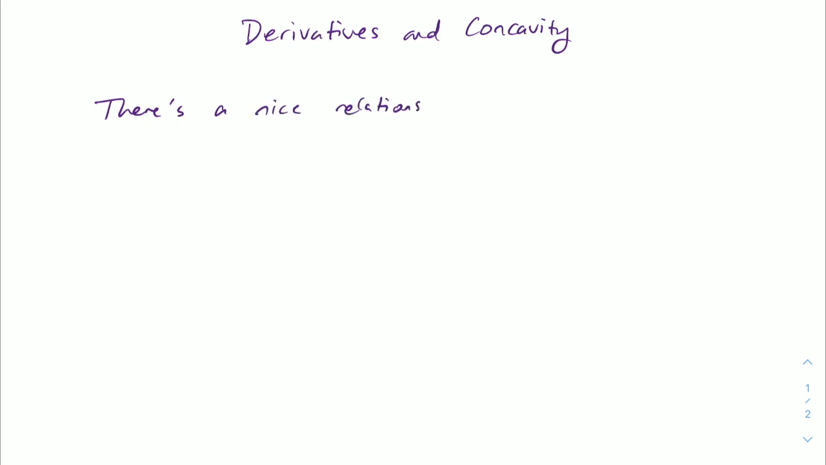Alright, so in this video we're going to talk about the relationship between derivatives and concavity. So I'll just start by stating that relationship. There's a nice relationship between the second derivative, which we call f double prime, and concavity.